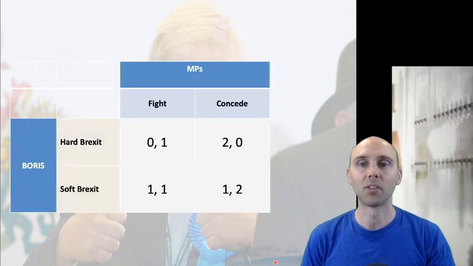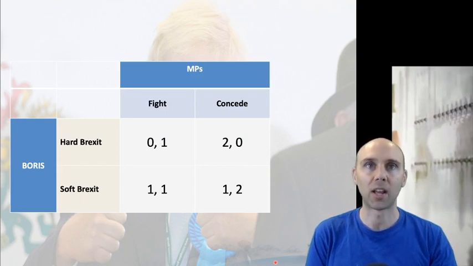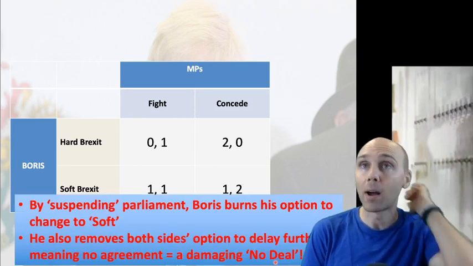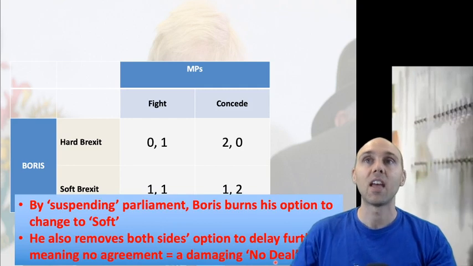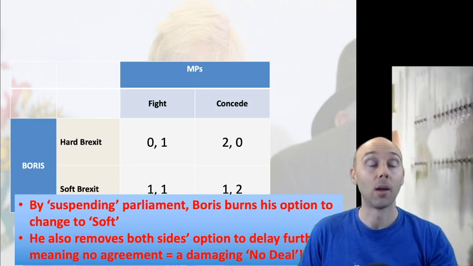So what did our esteemed leader do? Well, he actually took Thomas Schelling's theory to its natural consequence. He suspended the parliament. Basically, he burned his option to change to soft. He had already proposed hard, and by suspending the parliament, he basically said to the MPs, if you fight this, I'm not going to change my mind. In fact, we are now stuck in a very bad situation. I'm essentially burning the bridge.